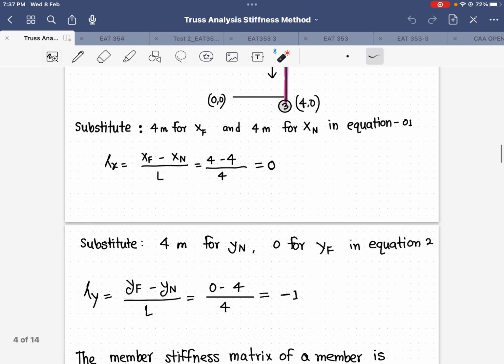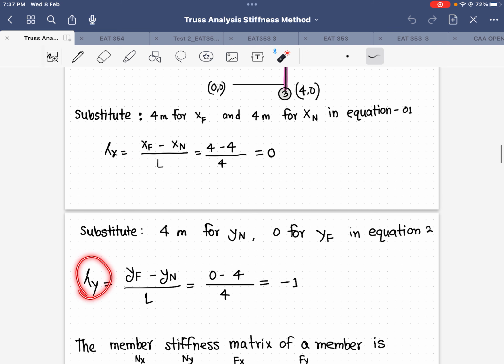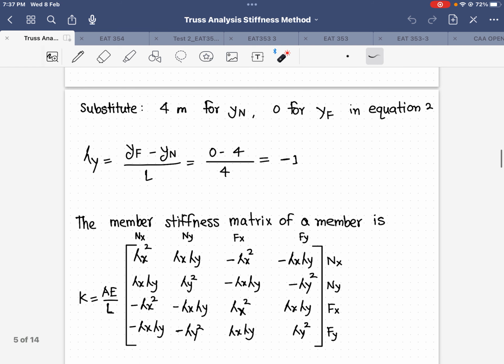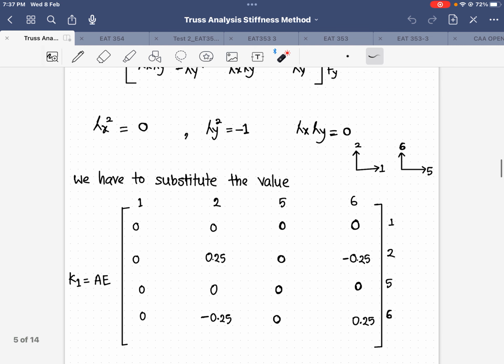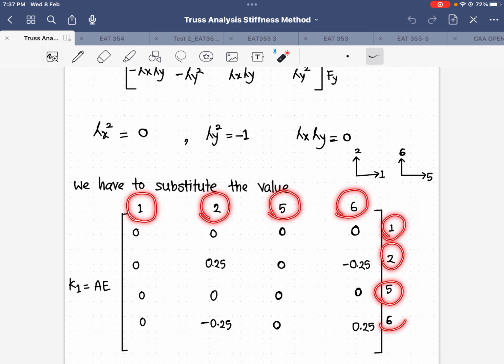After that I will plug the values into our formula, and in the same way I will follow for lambda y. Whatever values I get from lambda x and lambda y, I will plug in the same way that I did for member 1. So in this case we have 1, 2, 5, and 6. This is the near one and this is the far one. So that's why near x, near y, far x, far y.